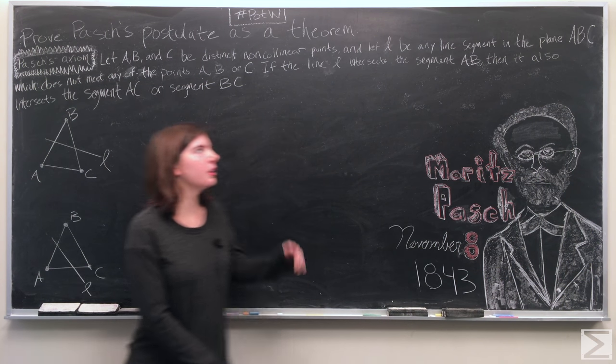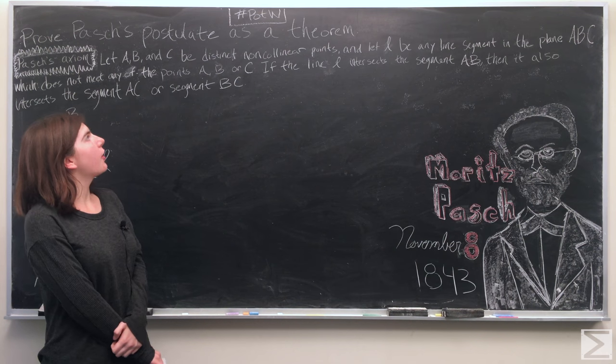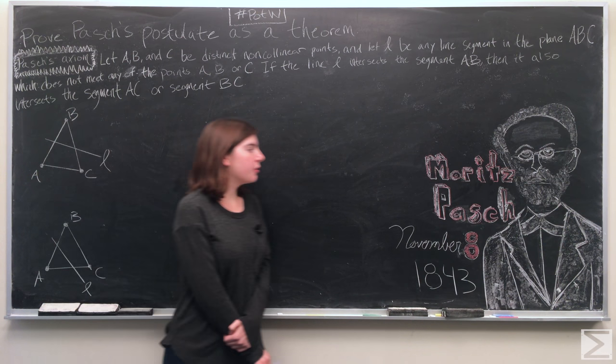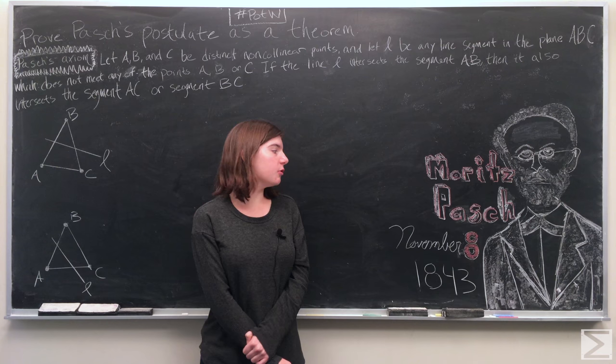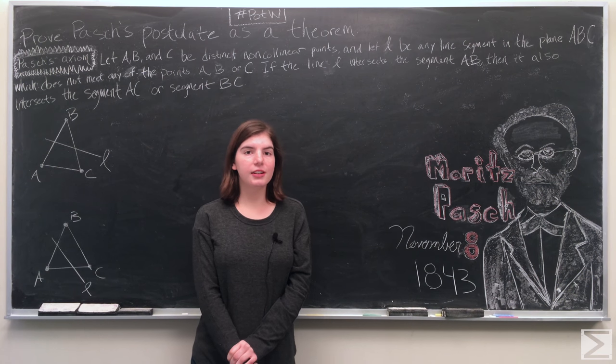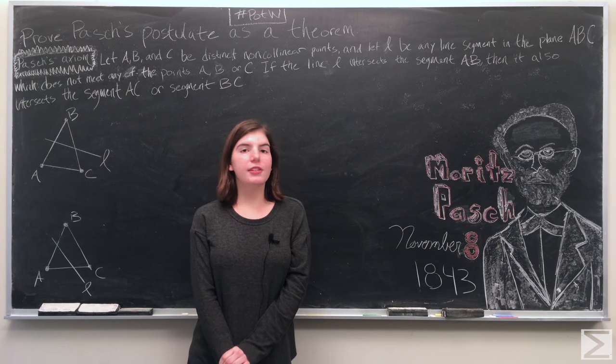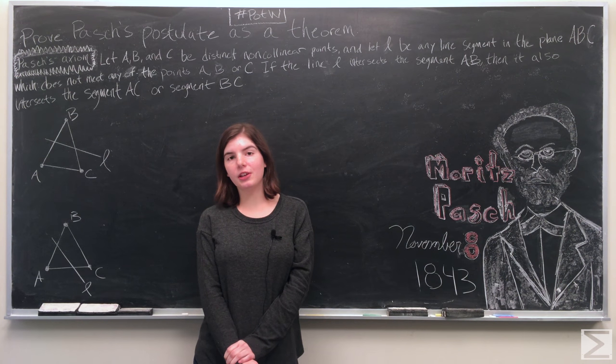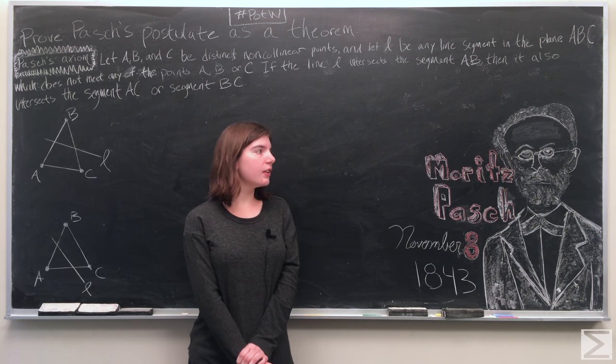This week our problem is to prove Pasch's postulate as a theorem. Moritz Pasch is a German mathematician who was born November 8, 1843. So today would be his 175th birthday.